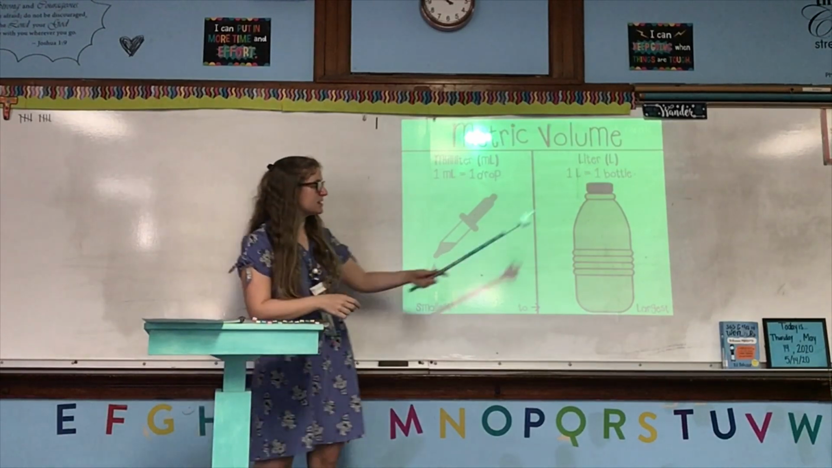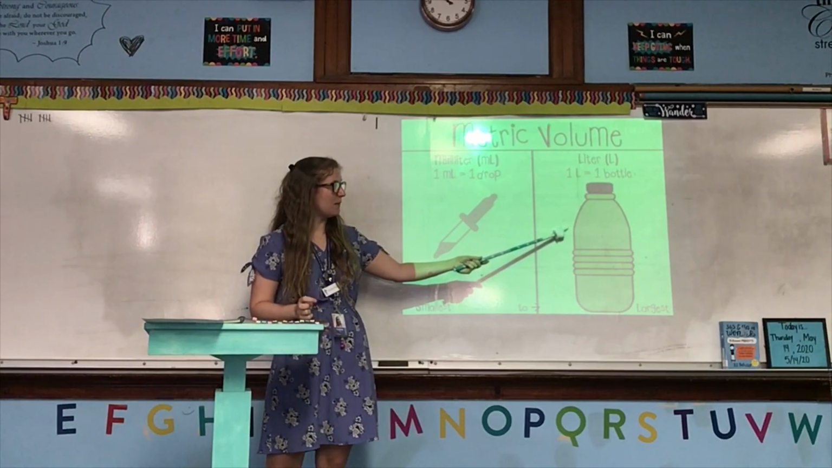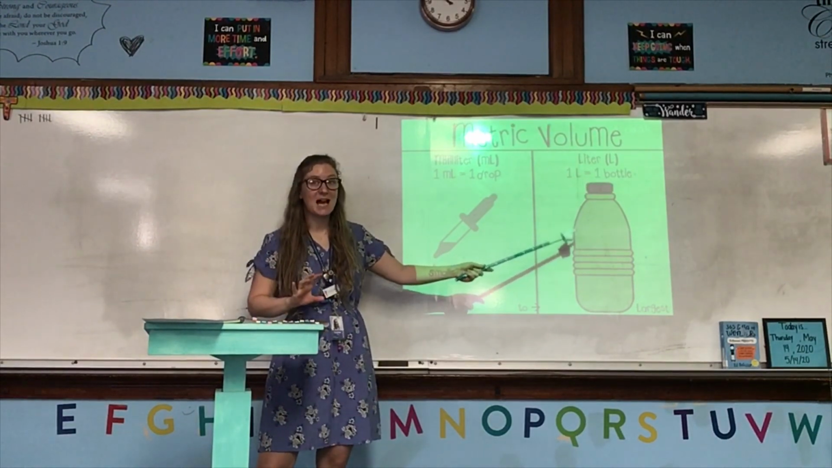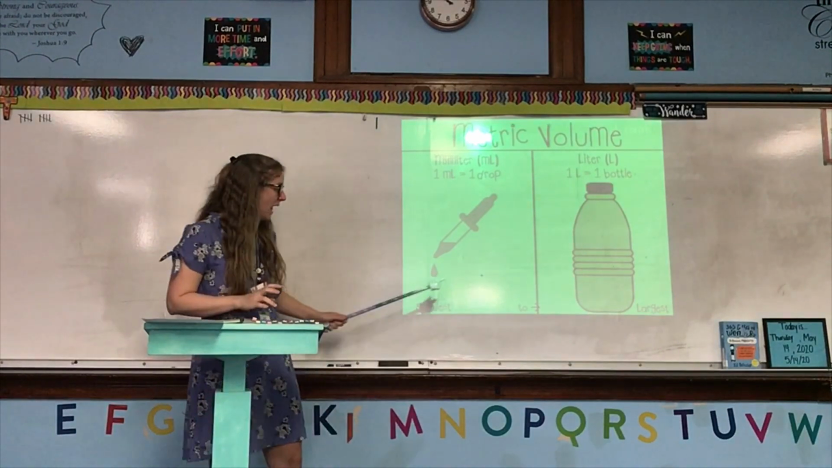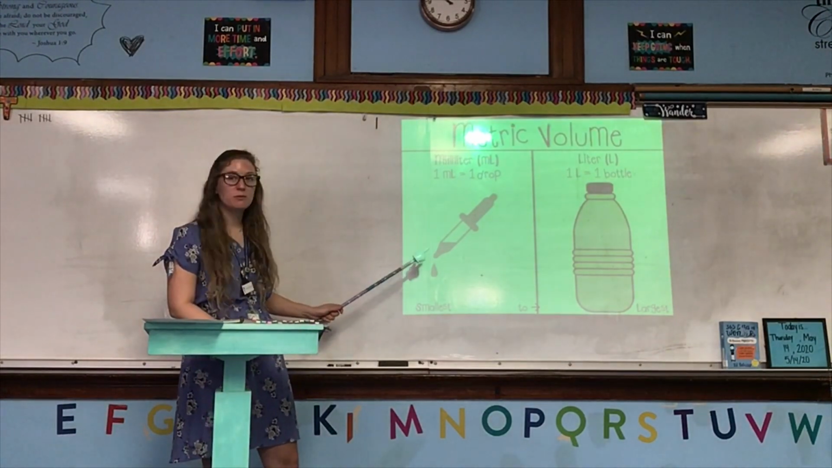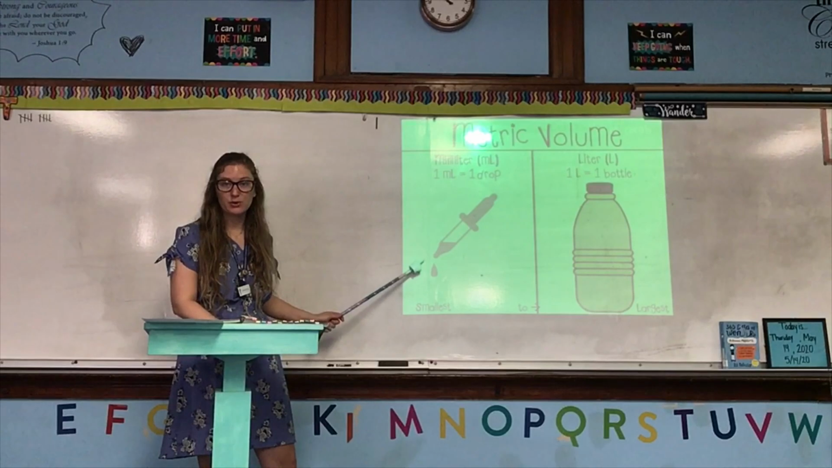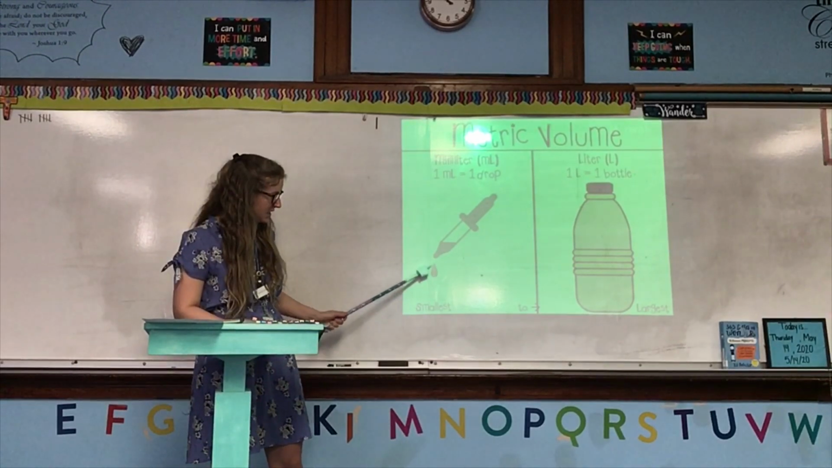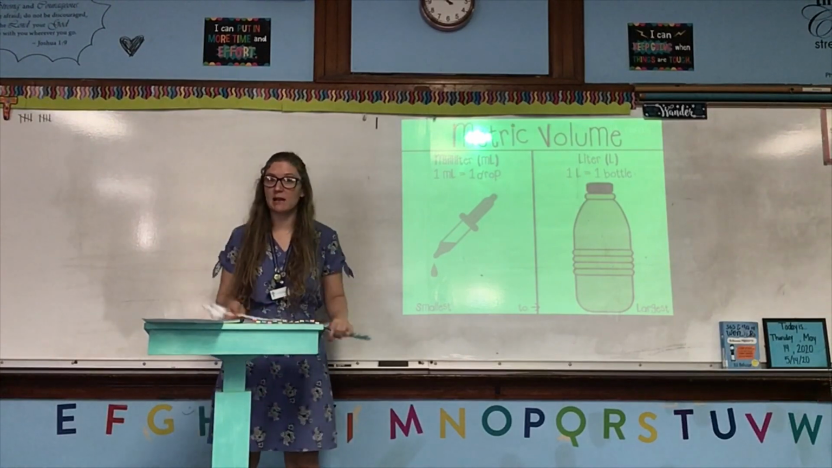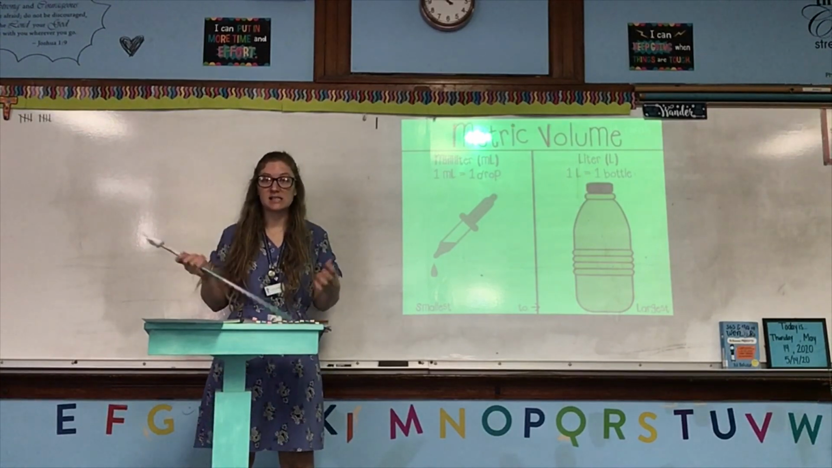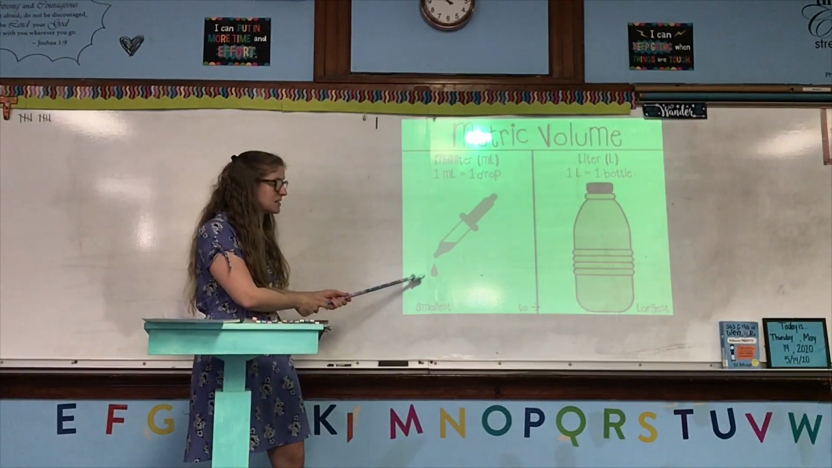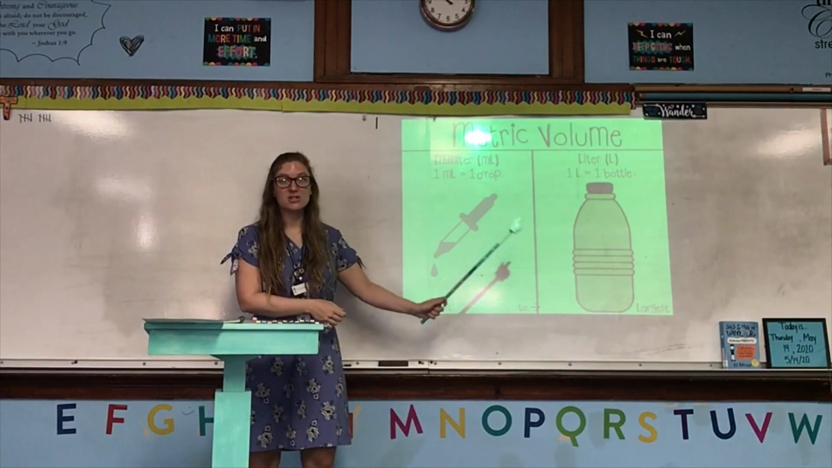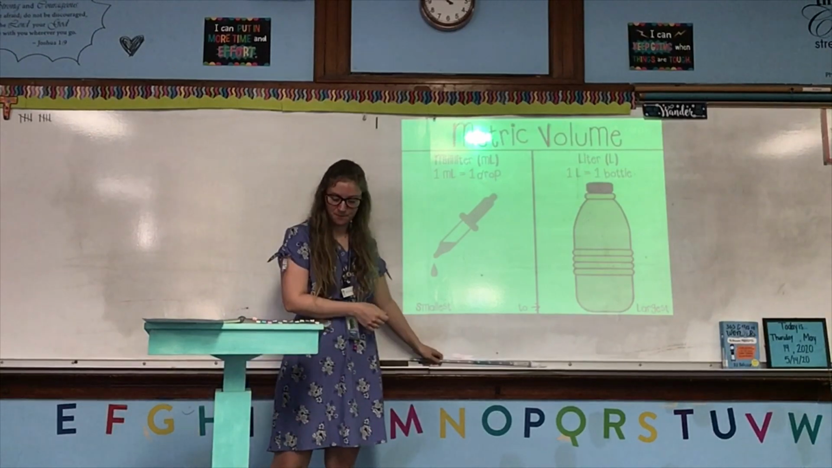So the closest customary measurement would be maybe between a quart and a gallon, but it's not the same as a quart or a gallon. And the closest customary unit to a milliliter would be about a fluid ounce, but a fluid ounce is a little bit bigger than 1 milliliter. 1 milliliter is very small, it's just that little drop. So keep that in mind when you're trying to pick the best estimates. A milliliter is very, very tiny, and a liter is much, much bigger than a milliliter.